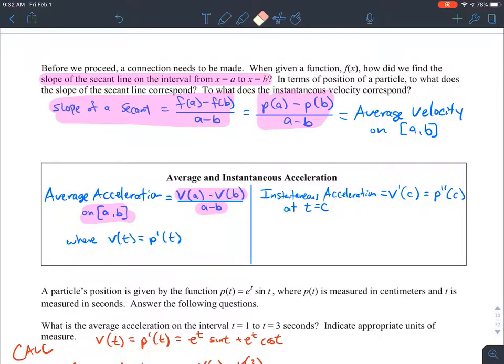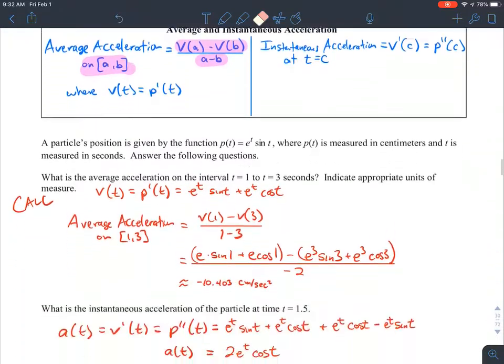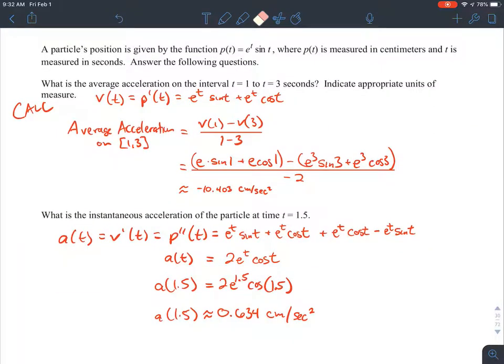Position, displacement, same thing. I'm going to keep saying that. Check out an example. A particle's position is given by the function, same function we had before, where p of t is measured in centimeters, super important, and t is measured in seconds, super important. Answer the following questions. What's the average acceleration? When you think average, it's just the slope formula you've been using since middle school. What is the average acceleration on the interval from 1 to 3 seconds? Indicate appropriate units of measure.